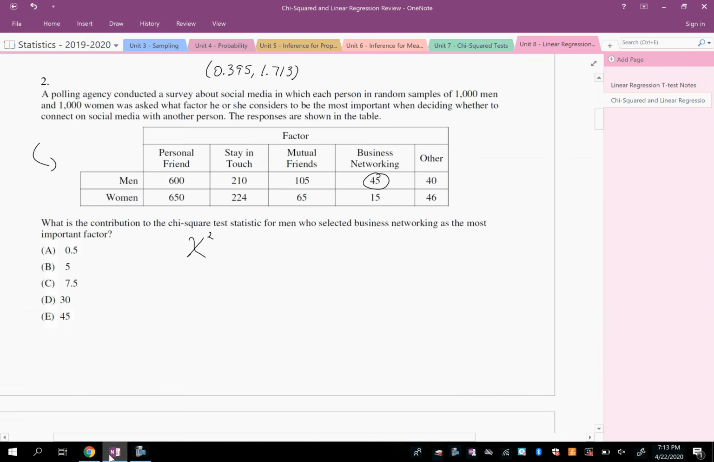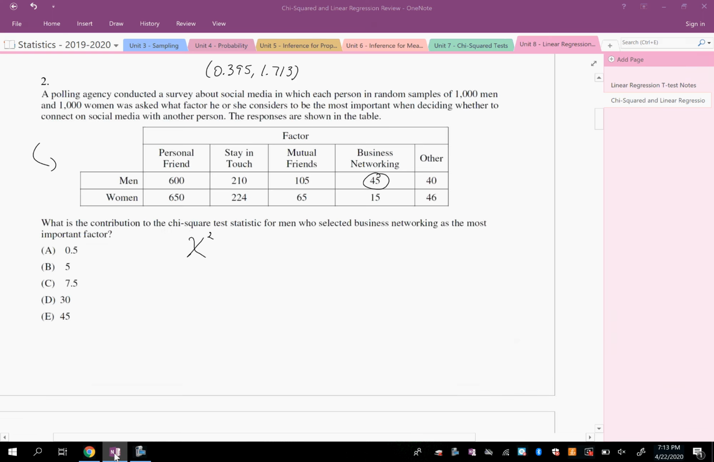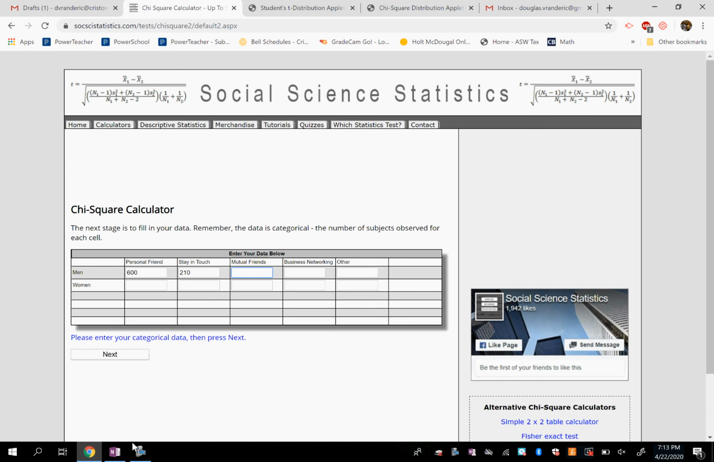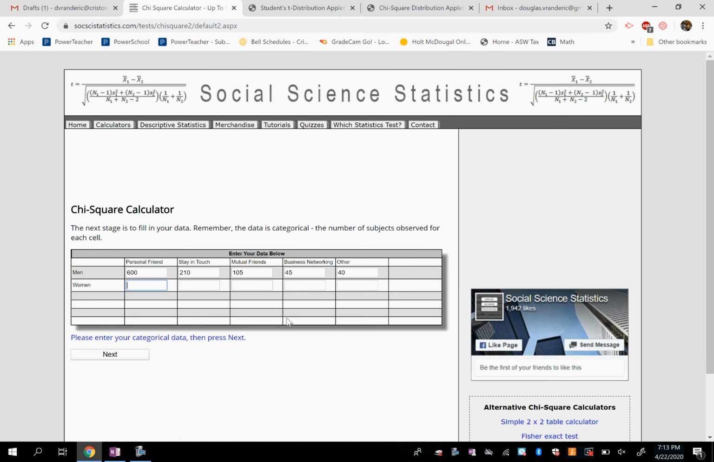I'm just literally typing these in from the problem. For men, 600 said personal friend, then 210, then 105, then the one I care about, 45, then 40. For women it was 650, then 224, 65, and the last two, 15 and 46. Again, just take your time. There's no rush on this. Obviously there will be a due date, but it's many days away. Once you have them all in, you're going to hit next.